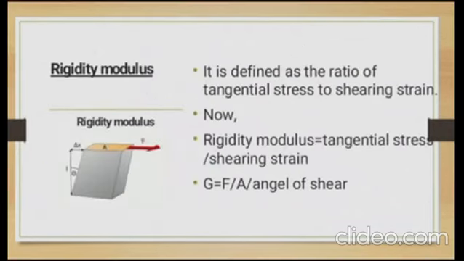Rigidity modulus. It is defined as the ratio of tangential stress to shearing strain. Rigidity modulus equals tangential stress by shearing strain. G equals F by area into angle of shear.